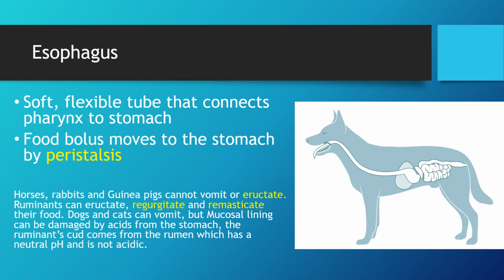The esophagus is a soft, flexible tube that's lined with muscles and connects the pharynx area to the stomach. So when food is chewed in the mouth and saliva is mixed in, we now call that a bolus of food.